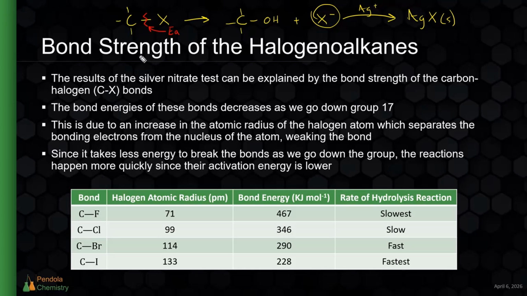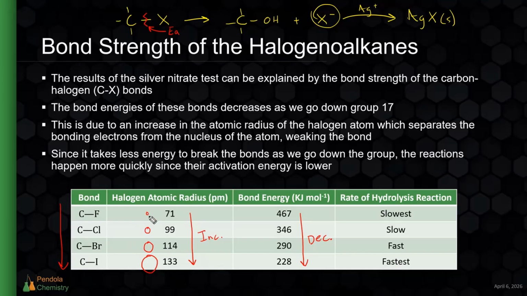The bond energies then play a key part here. Why? As we go down the group from fluorine to chlorine to bromine to iodine, the carbon-halogen bond energy is going to decrease. The reason for this is that the radius of the halogens increases. So as we go down the group, fluorine is small, chlorine is a little bigger, bromine is a little bigger, and iodine is the biggest out of all of them. And they're all bonded to carbon.